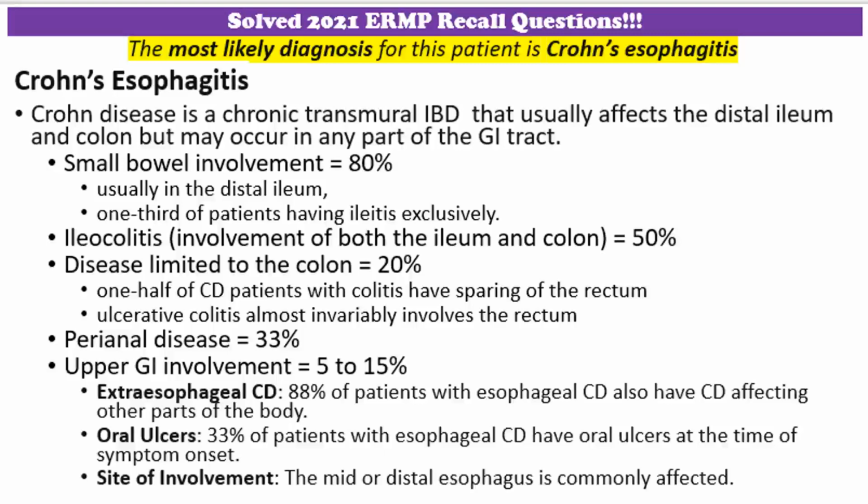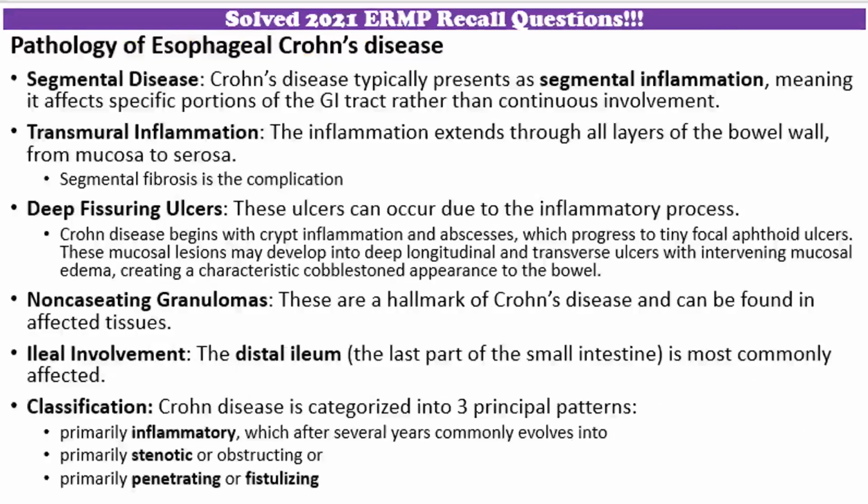Approximately 5 to 15% have predominant involvement of the mouth or gastroduodenal area, while fewer patients have involvement of the esophagus and proximal small bowel. About 88% of patients with esophageal Crohn's disease also have Crohn's disease affecting other parts of the body. Approximately 33% of patients with esophageal Crohn's disease have oral ulcers at the time of symptom onset. The mid or distal esophagus is commonly affected. In general, involvement of the upper gastrointestinal tract in Crohn's disease occurs concomitantly with involvement of the lower gastrointestinal tract.